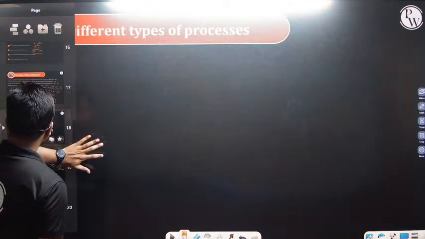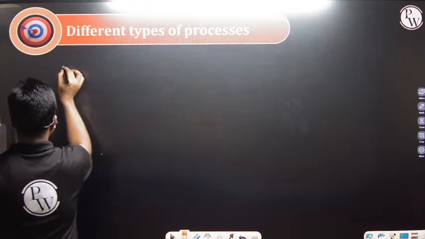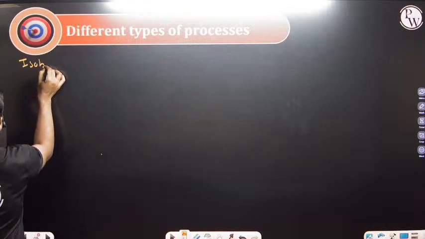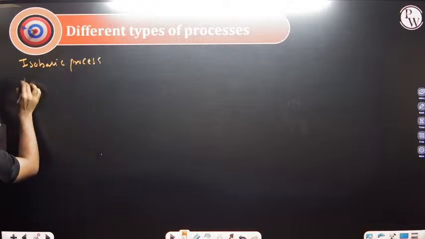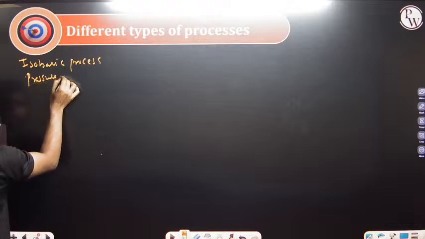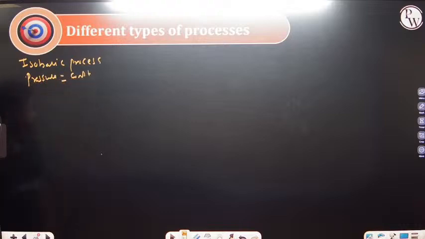Then here we have different types of processes. First one we have the isobaric process. Isobaric: iso means same, baric means pressure. So in this case, what happened? The pressure of the gas is constant. This is the process in which the pressure of the gas is constant.